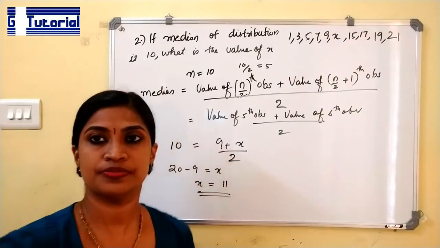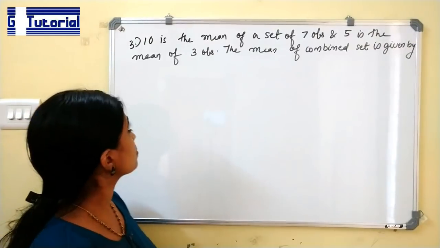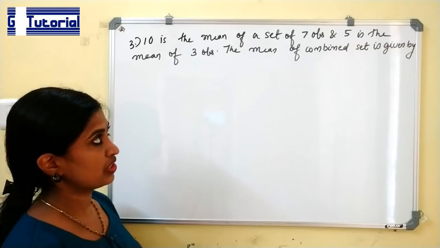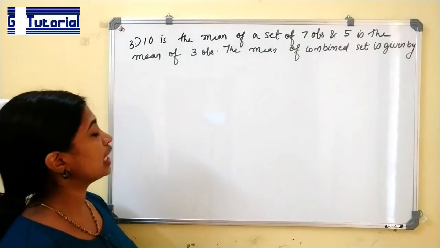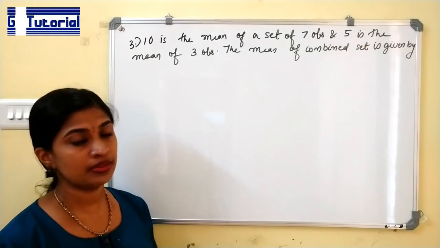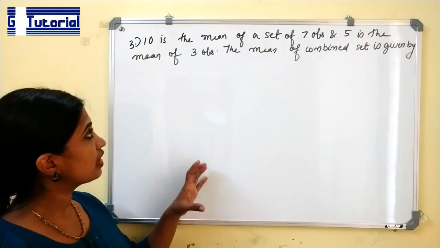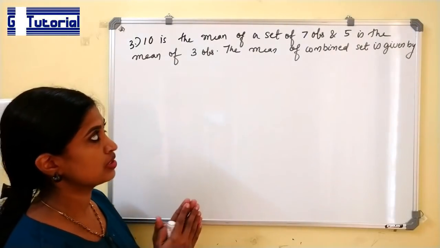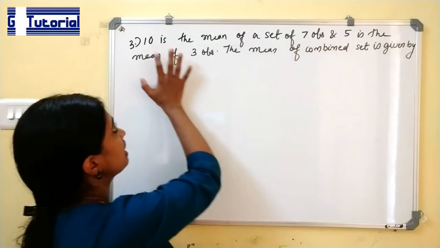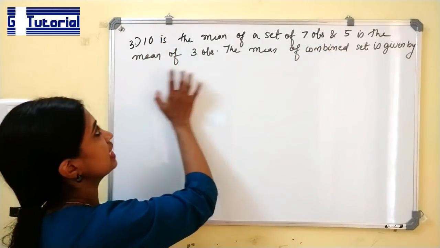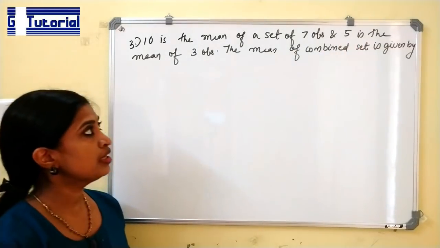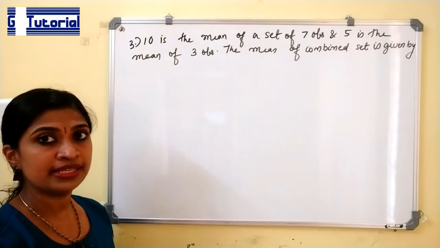Next question. This is the next question. If 10 is the mean of a set of 7 observations and 5 is the mean of 3 observations, the mean of combined set is given by. In this case, we are given 2 sets of observations. In the first set, there are 7 observations and its mean is 10. And in the second set, there are 3 observations and its mean is 5. We are asked to find the combined mean of the combined set.